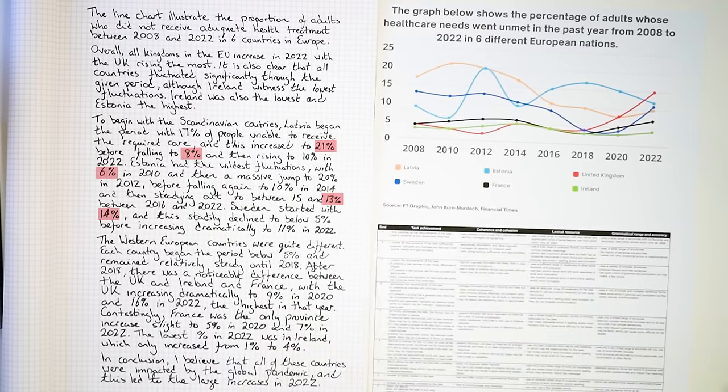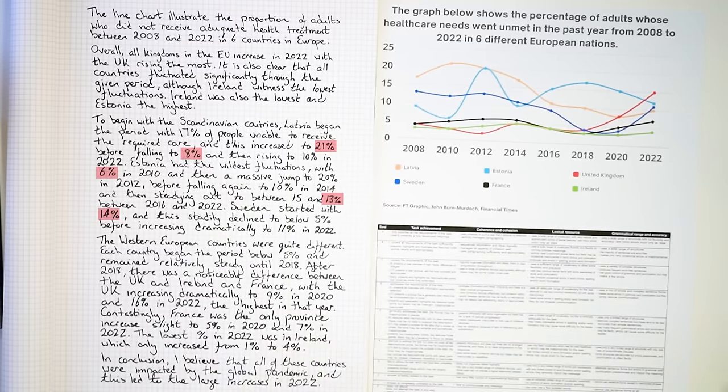So increasing dramatically to just under 10% in 2020, then about 15% in 2022, the highest of any country in that year. So the lowest percentage in 2022 was in Ireland, which only rose from around 3% in 2020 to just below 5%. There's nothing really interesting about Ireland apart from at the end of the period, it has the lowest value.